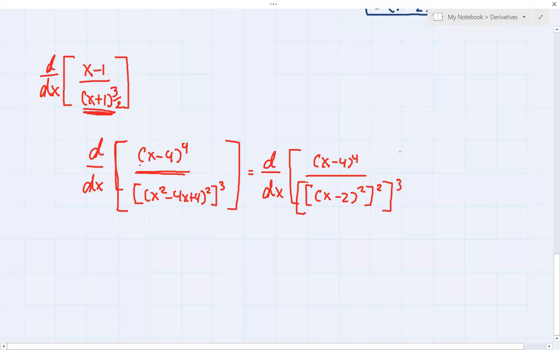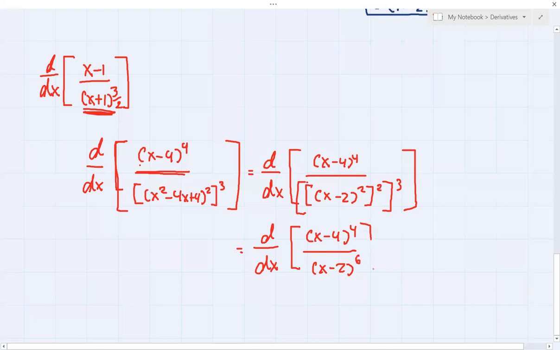meron pang 3. Okay? So, kung makikita nyo to, meron kayong tatlong exponent na sa labas-labas kada layer. So, ibig sabihin nun, imumultiply nyo tong tatlo. So, 2 times 2, 4 times 3, 6. So, mangyari dyan, we have the derivative of quantity x minus 4 raised to 4 all over x minus 2 raised to 6. Okay?